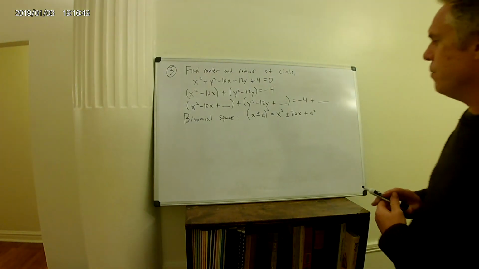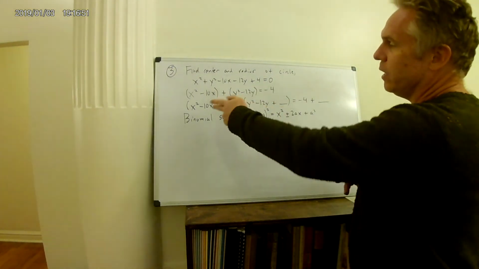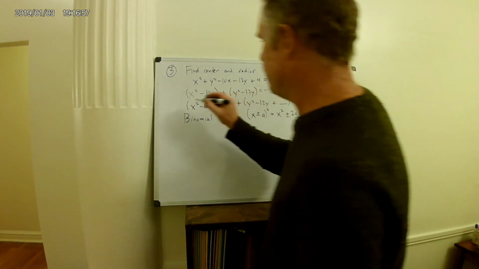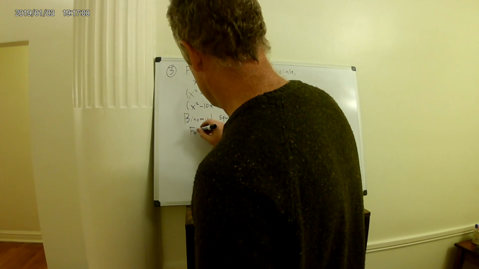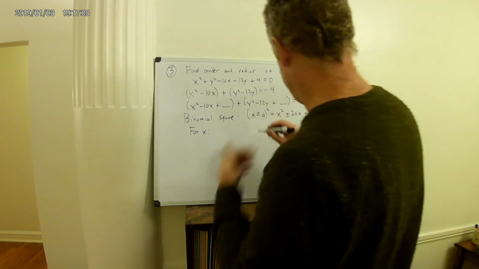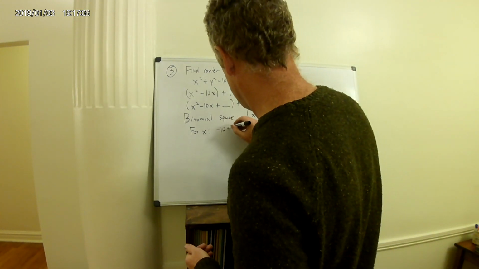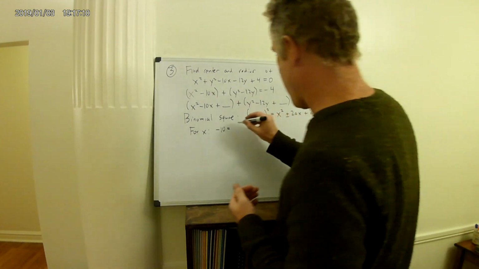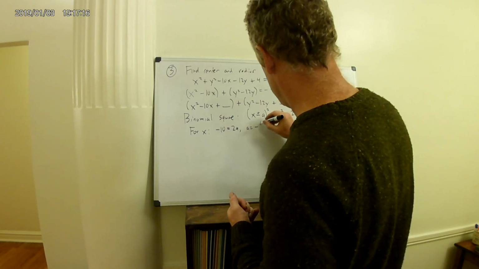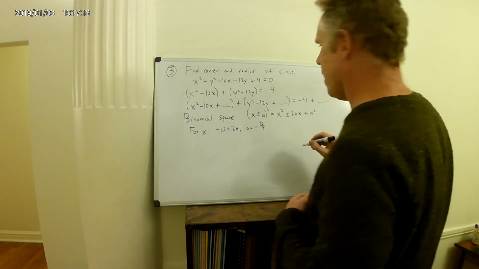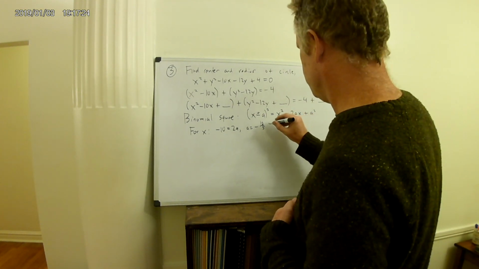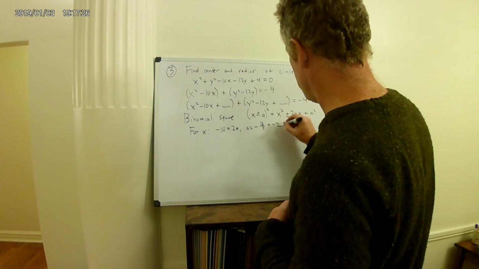The magic formula is that I look at this middle coefficient of minus 10. For the x terms, if I compare this to this, I see that minus 10 equals 2a, and that means a equals minus 10 over 2. That means a is equal to minus 5, sorry, that's minus 5.